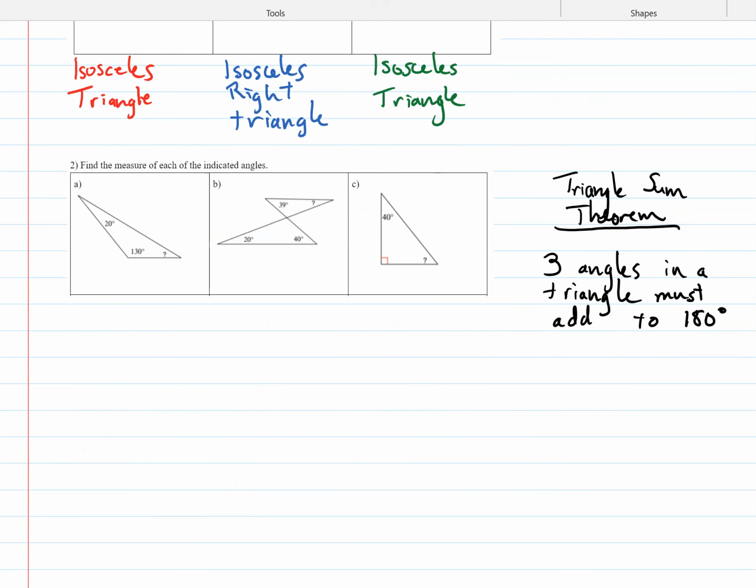Okay, for number 2, find the measure of each of the indicated angles. We're going to be using the triangle sum theorem, and that says 3 angles in a triangle must add to 180.